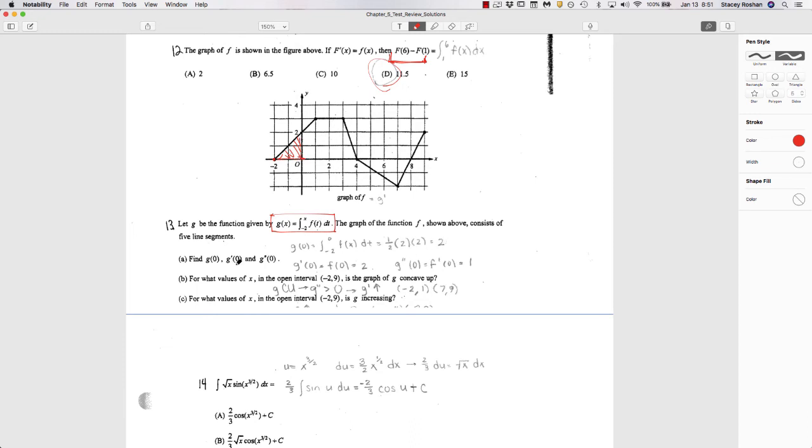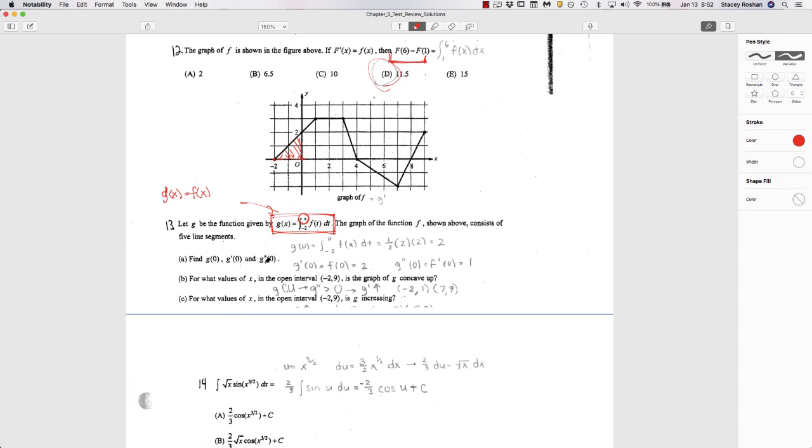Now they're asking G prime of 0. So if you know this is G of x, then we know that G prime of x, the derivative of the antiderivative, we're going to get back to the function itself, and there's no chaining required because that's just an x there. So that's just going to be f of x. So G prime of 0 is f of 0. And this is the graph of f. So f of 0 is just 2. That's how we get that.